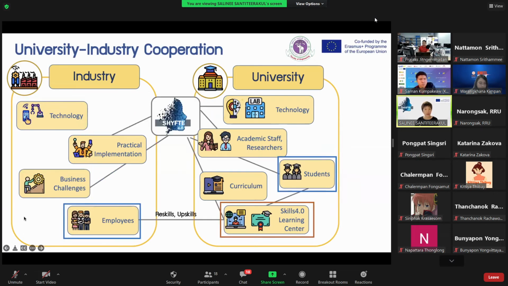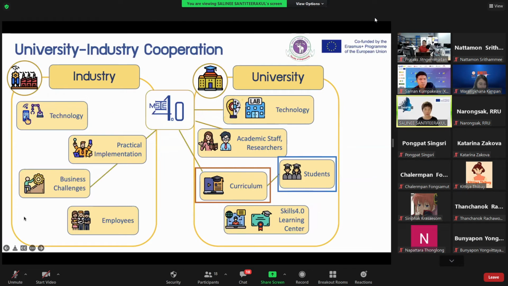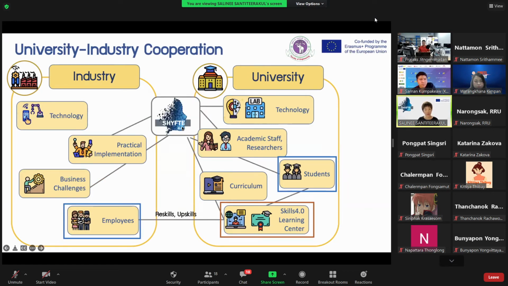And for the MSIE project, this one aims to develop a new curriculum. So we create a new curriculum based on the knowledge and expertise from the university side, and we also collect some data and work with the industry side to bring their business challenges to design the new curriculum. And for the SHIFT project, we try to use the practical implementation from the industry side as an input to our skill development framework.